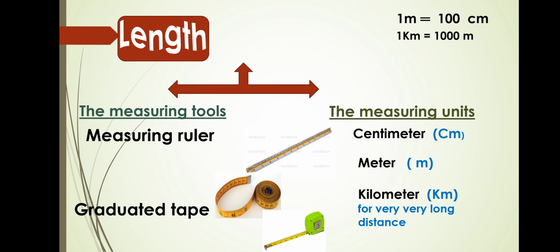So we use kilometer for a very long distance from here to Alexandria, from Cairo to Aswan. The distance between two cities, we can measure it by kilometer. Okay, you have to know that 1 meter equals 100 centimeter and 1 kilometer equals 1000 meter. Let's answer together.